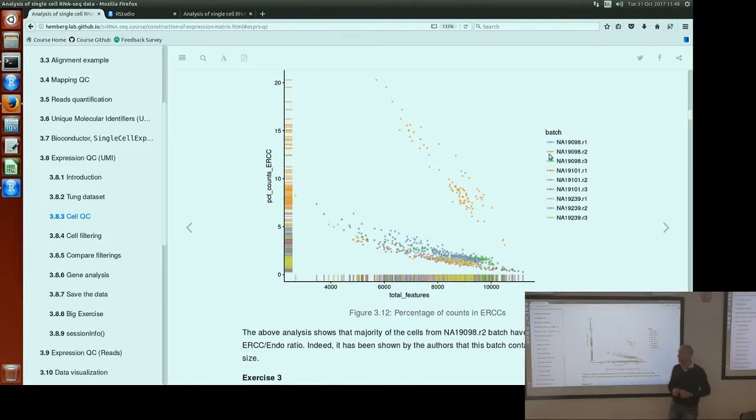Yeah, so the question is, because usually we have around 100 ERCCs in our data set, here we plot the sum of all the ERCCs in your cells. The question is whether it's worth plotting each ERCC separately and looking at them individually. You could do that, but then you'll have 100 plots, and it will be very hard to analyze.